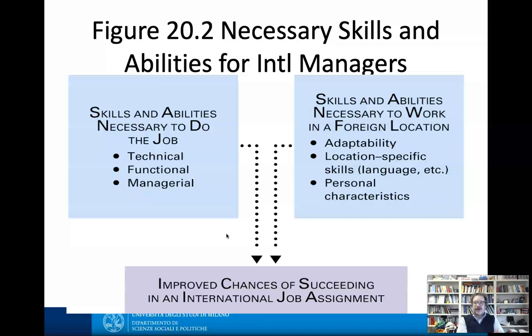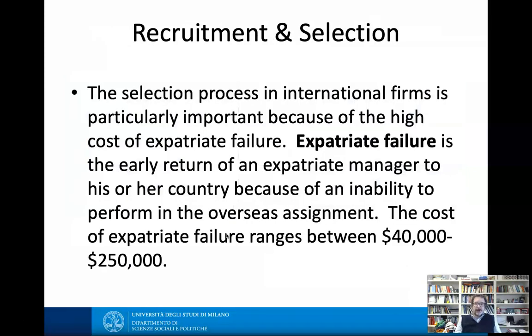and abilities that are required to work in a foreign location, like some location-specific language skills, a particular cultural adaptability, people who can really make it work, and personal characteristics that allow them to operate with people from a very different background, almost effortlessly. Managing both is a necessity when we are managing employees for global assignment, obviously.